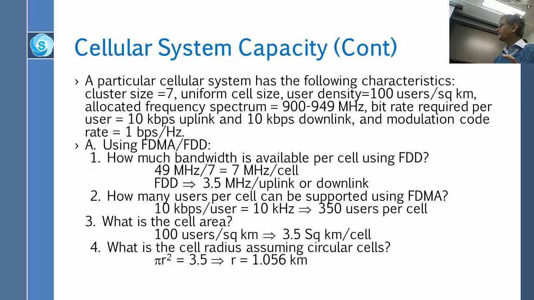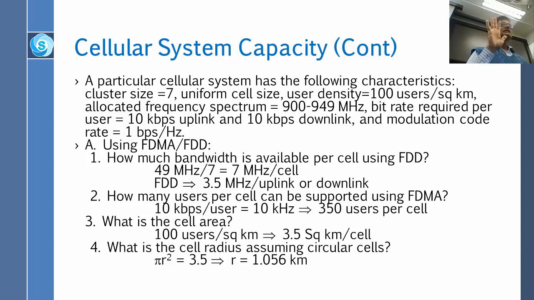What is the cell area? Since there are 100 users per square kilometer, to support 350 users we need 3.5 square kilometers per cell, and therefore the cell radius can be calculated to be about 1 kilometer. Because we told you that there are 100 users per square kilometer, and now one tower can support 350 users, so that is 3.5 square kilometers.